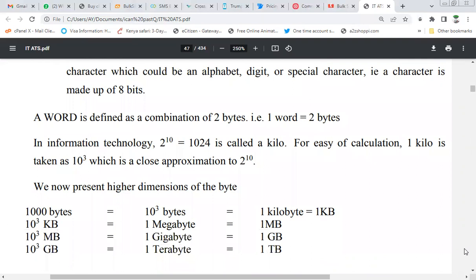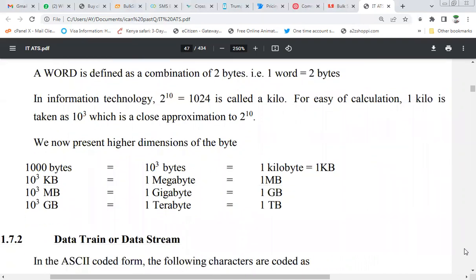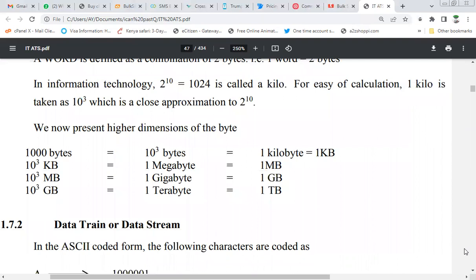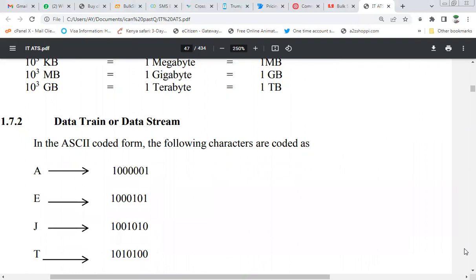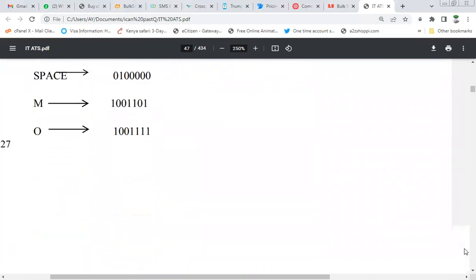In information technology, 2 raised to power 10 is equal to 1024, which is called a kilo. For easy calculation, 1 kilo is taken as 10 raised to power 3, which is a close approximation to 2 raised to power 10. We now present higher dimensions of bytes. So 1,000 bytes is equal to 10 raised to power 3 bytes, which is equal to 1 kilobyte, 1 KB. So you read the remaining items there. 10 raised to power 3 kilobytes is 1 megabyte, 1 MB. 10 raised to power 3 gigabytes is 1 terabyte, 1 TB. So data train and data stream, you read those ones.